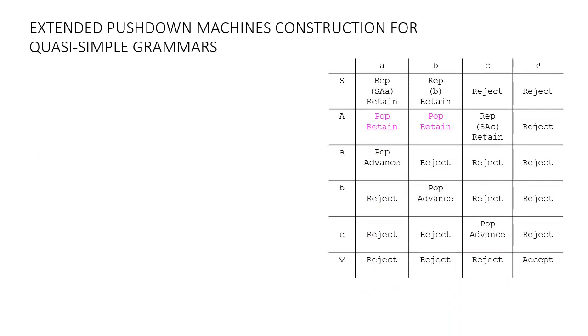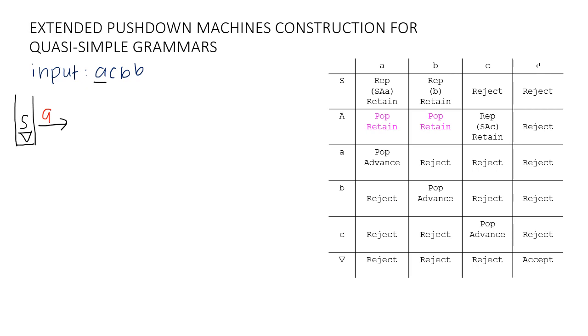Okay, now let's use the extended pushdown machine that we have constructed and do a stack parsing for the input string A, C, B, B. And as usual, we need to initialize our stack with bottom marker and our starting non-terminal. So our starting non-terminal is S. So I'm going to start with the first input, and the first input is A. Okay. As with A, it says replace SAA retain.